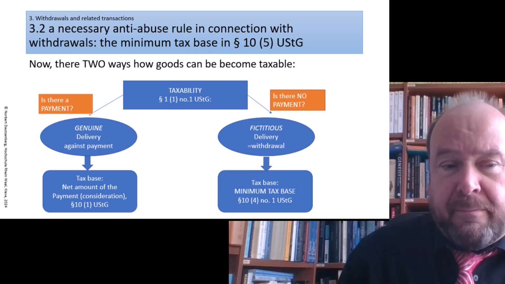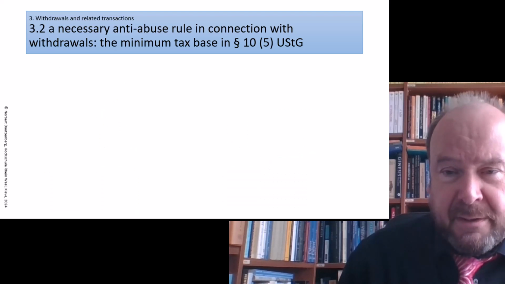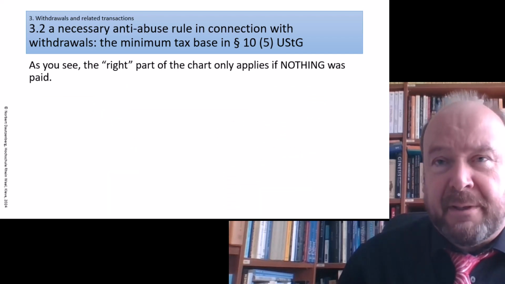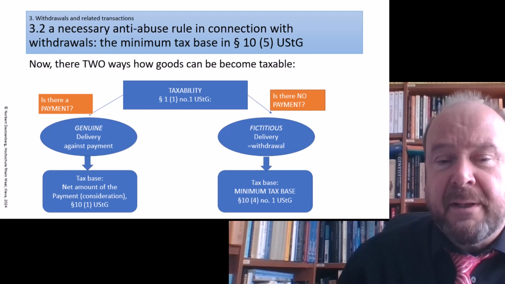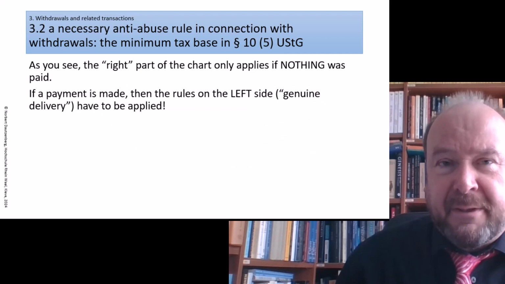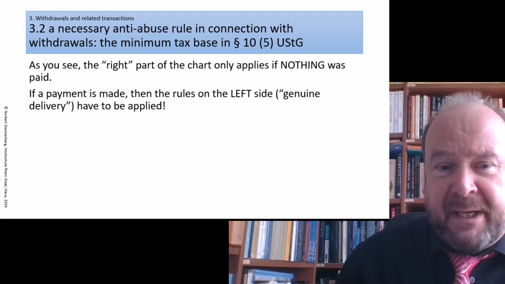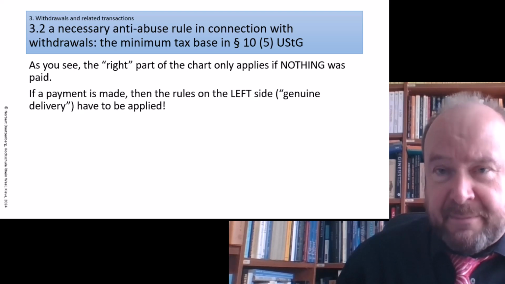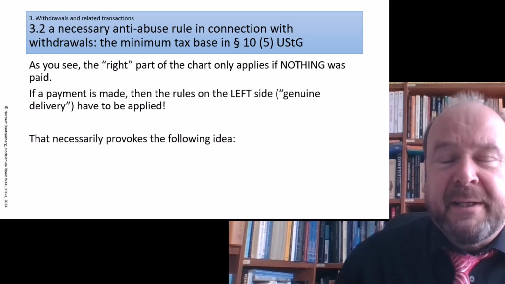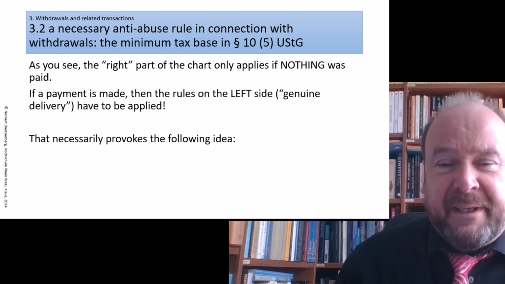Now, these two things must be kept in mind. Now, as you see, the right part only takes place if there is no payment at all. So let's think about a trick. If a payment is made, then the rules on the left side have to be applied. Then it's no longer 10.4 but 10.1, what is paid as the gross amount. So that brings us necessarily to a great idea.